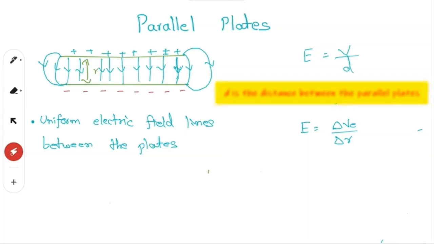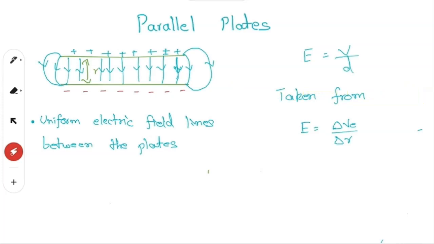Now, we have the electric field. But what is the electric field strength? Well, given parameters like d and given V, which is the voltage across these two plates, you can find the electric field strength is this.